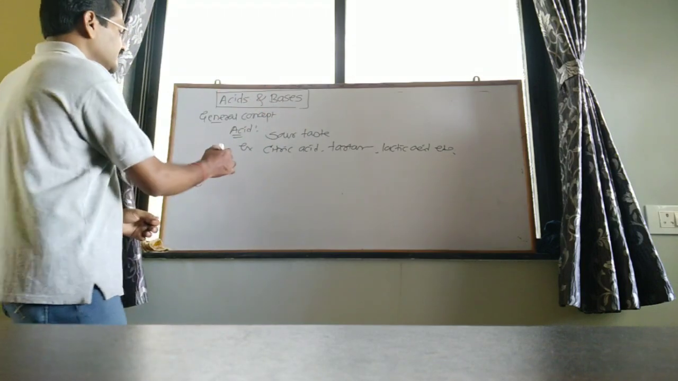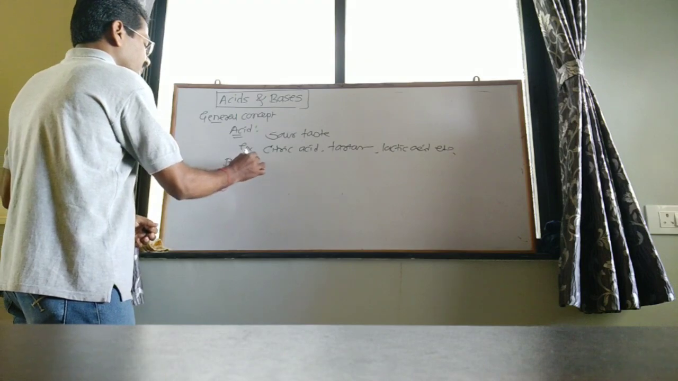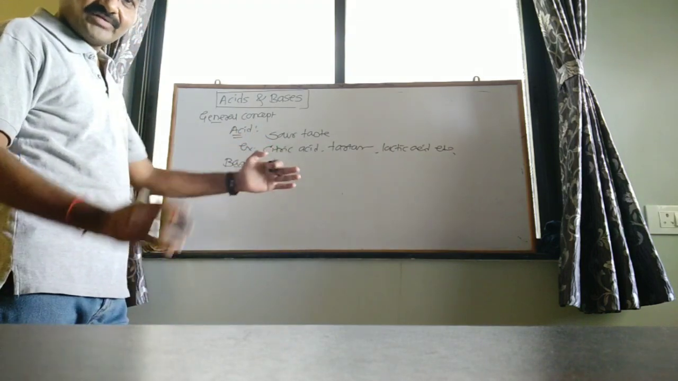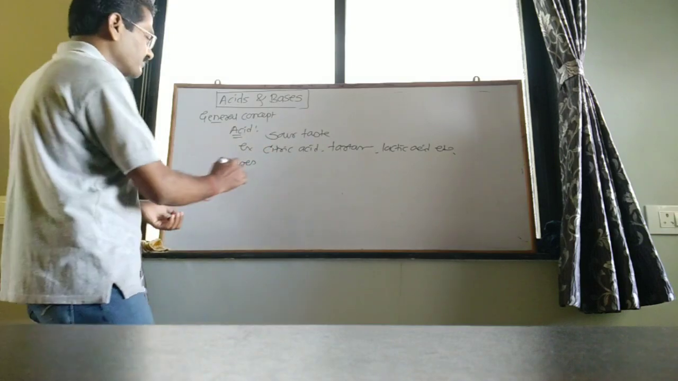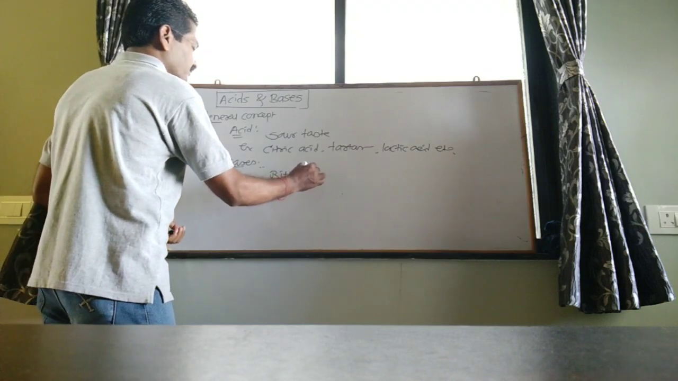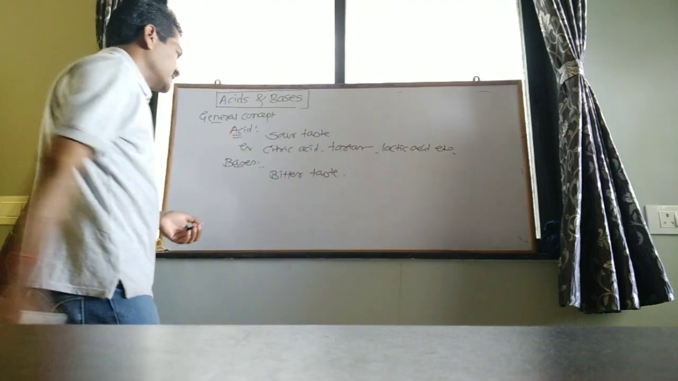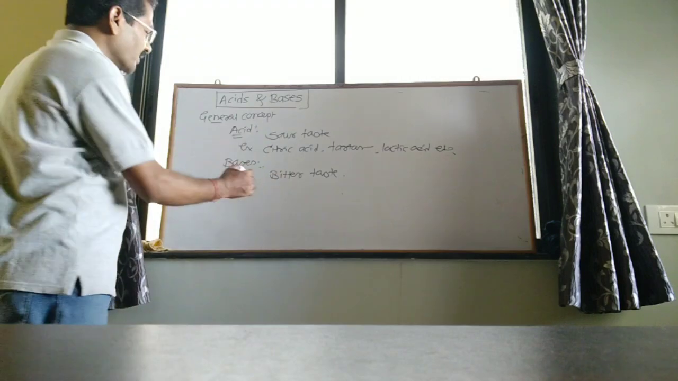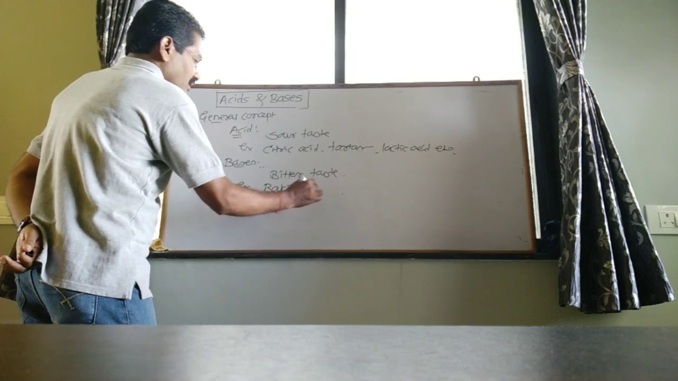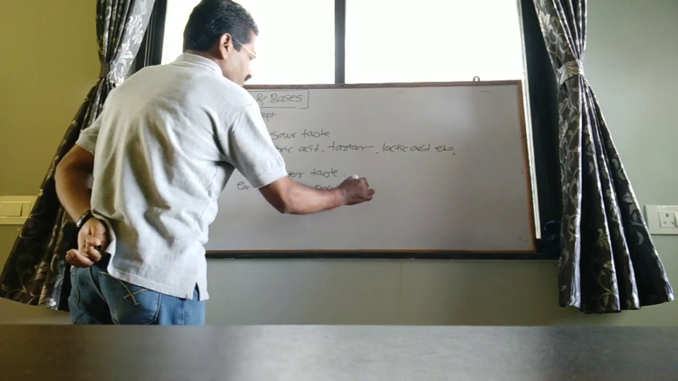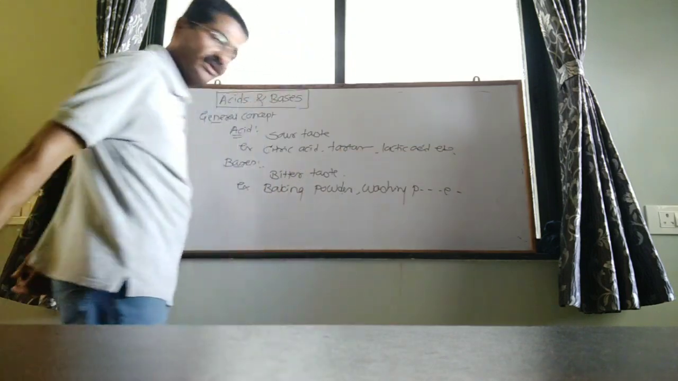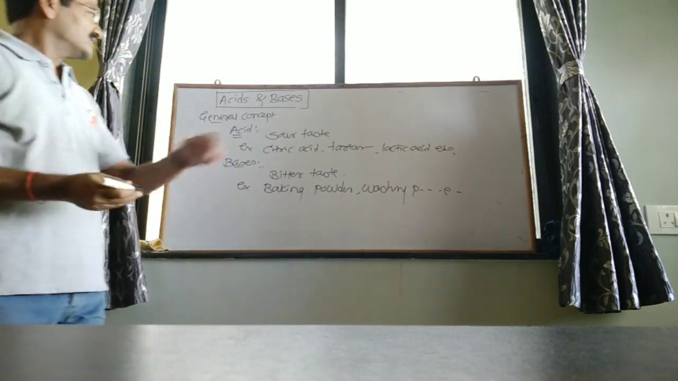And the second term is base. Base means what? The substances which have a bitter taste are called bases. For example, baking powder, washing powder, etc. So this is the general concept.